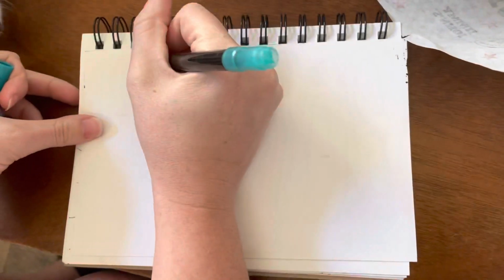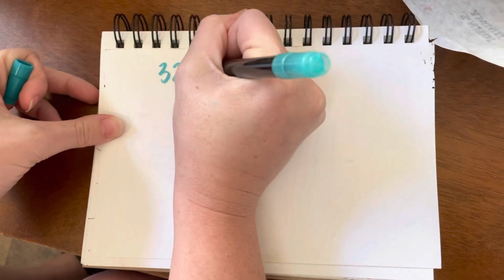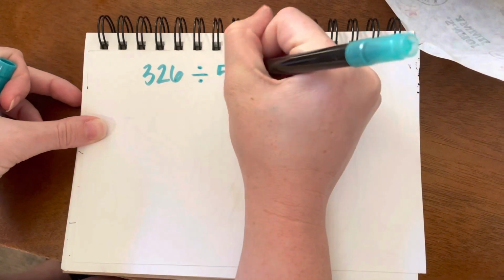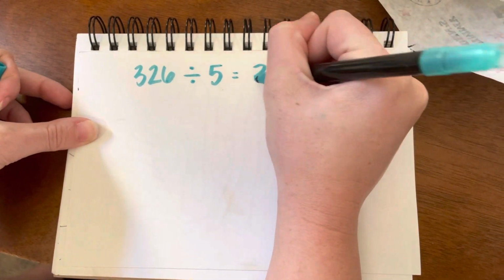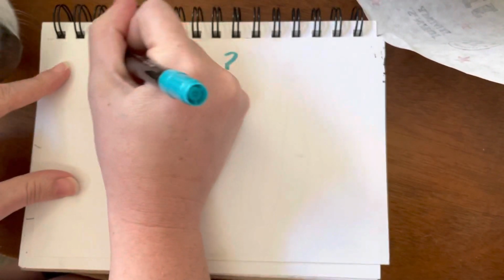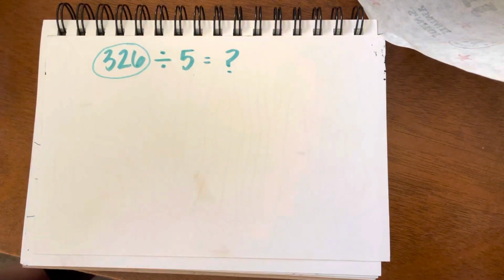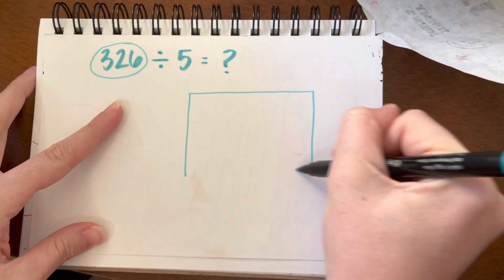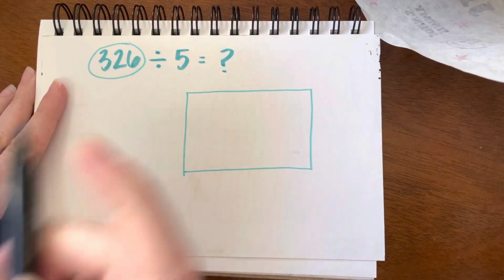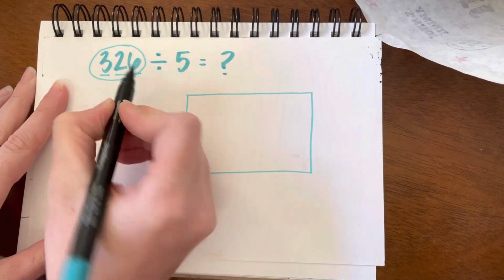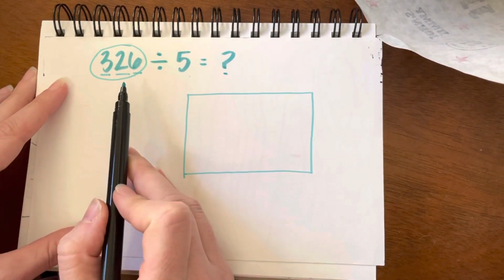Okay, so if we were to have a number like 326 and we were going to divide it by 5, we would take this number, which is our dividend, and we would create a box. And then we would count how many digits there are in our dividend, which is 1, 2, 3, which tells me I need to create 3 boxes.